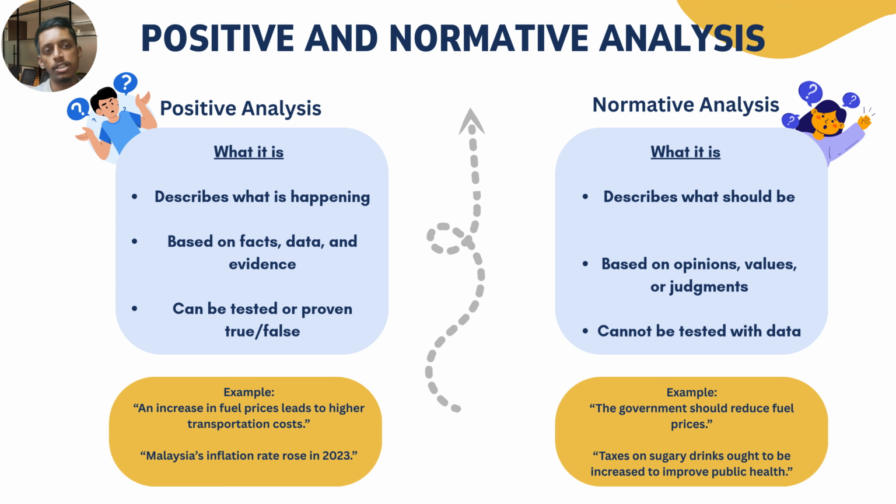And next slide we discuss positive versus normative analysis. We have two types of analysis, the positive and normative. The positive analysis describes what is, and it is based on facts, data, and evidence. It can be tested and proven true or false. For example, Malaysian inflation rate rose in 2023 is a positive statement. The normative analysis, on the other hand, describes what should be, based on opinions, values and judgments that cannot be tested with data. For example, saying the government should reduce the fuel price is a normative statement.